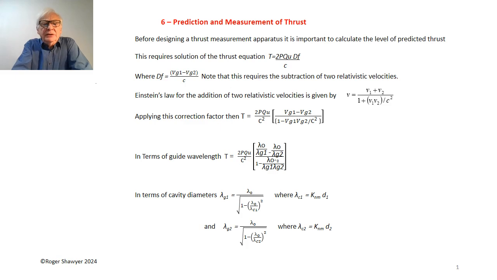And then we need to turn the equation into guide wavelength terms rather than velocity terms, because these are the terms that we're going to get out of the actual design of the thruster itself. So we have the equation now that T equals 2P Q_U over c squared times (lambda naught over lambda G1 minus lambda naught over lambda G2) divided by (1 minus lambda naught squared over lambda G1 times lambda G2).